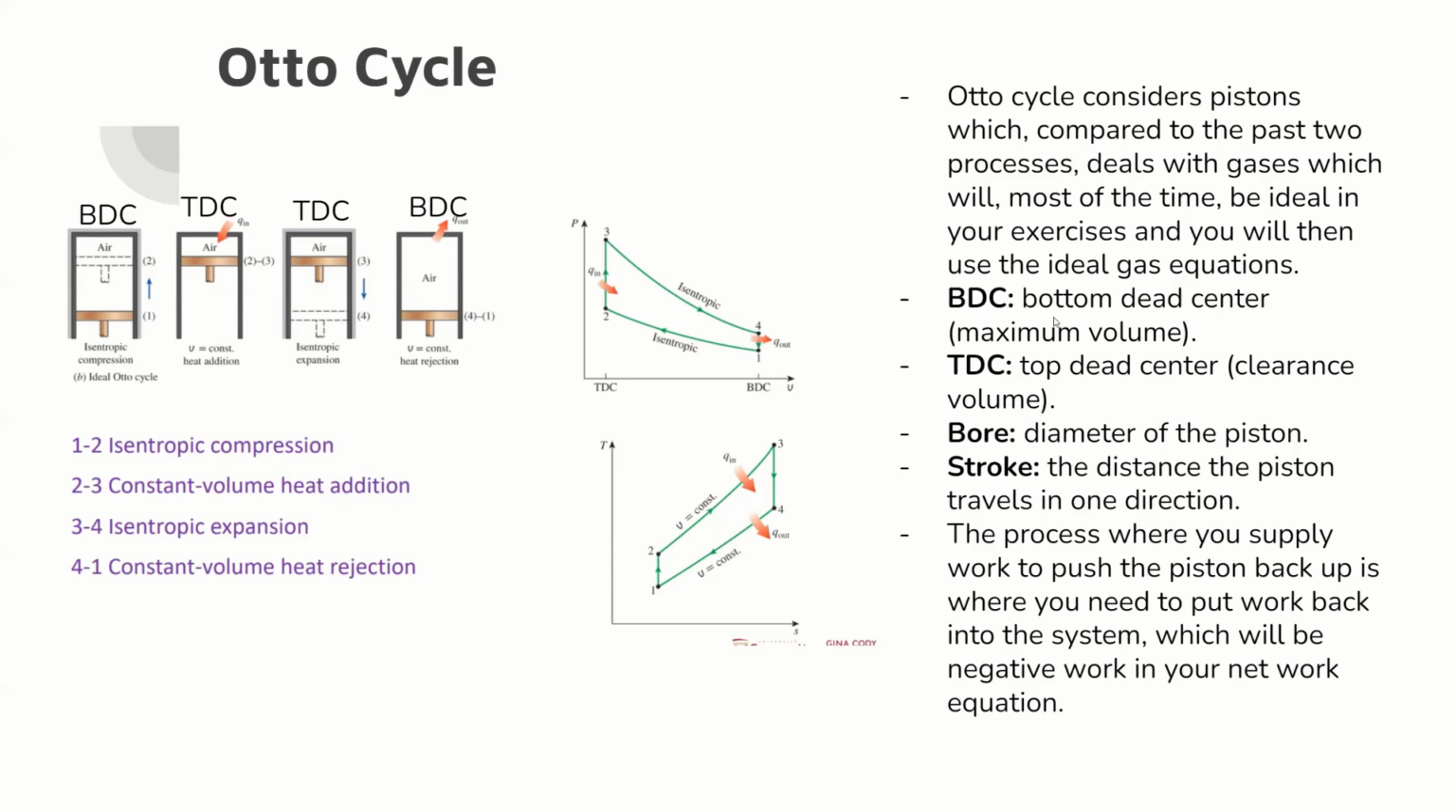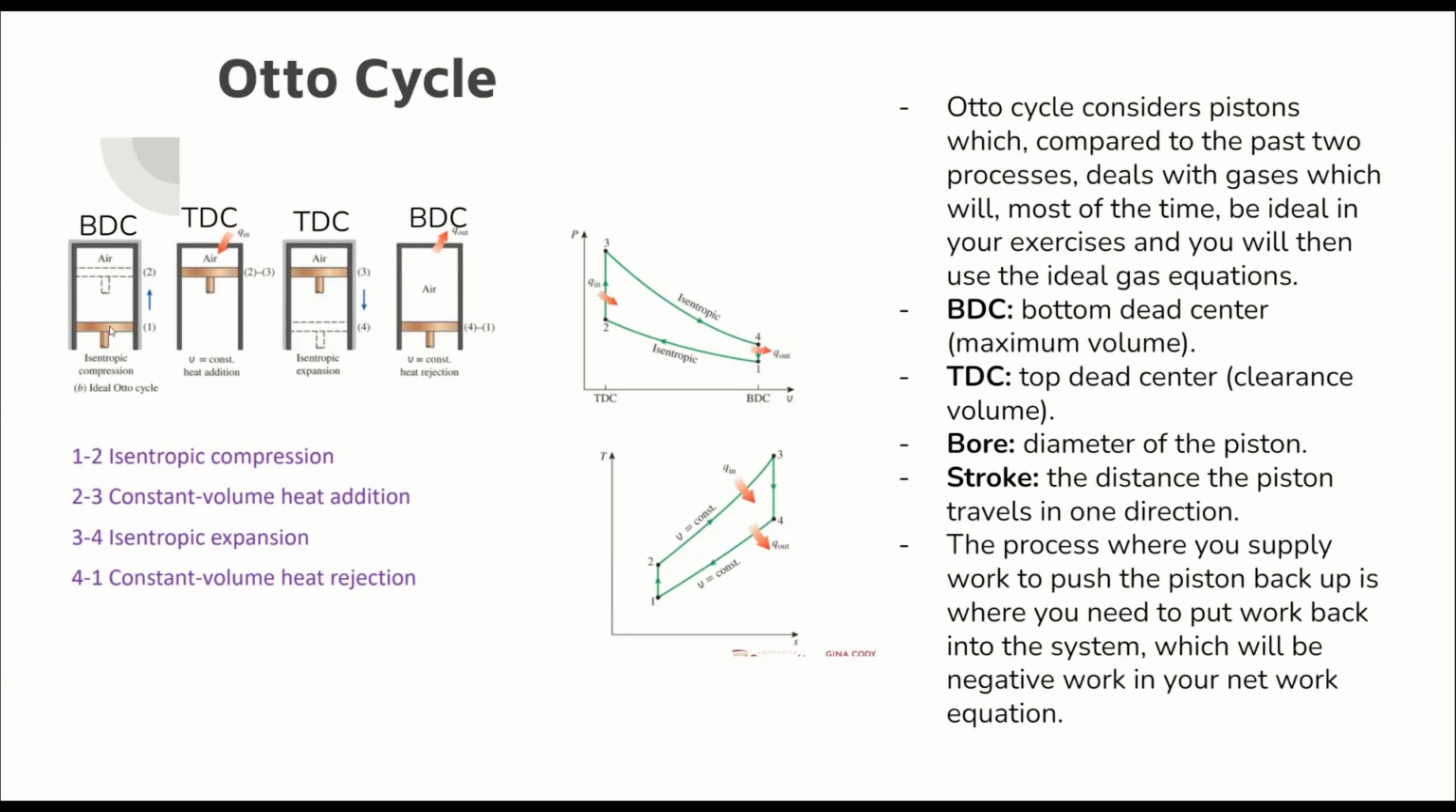Some of the vocabulary that can be used in the Otto cycle is the bottom dead center and top dead center. Bottom dead center is the maximum volume that you can get, and that pretty much means that your piston is as far down as it can go. And then top dead center is the other way around, it's the smallest volume. Your piston is as far up as it can go.